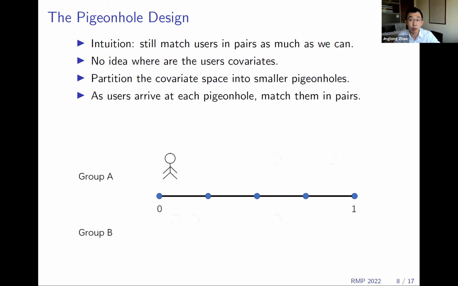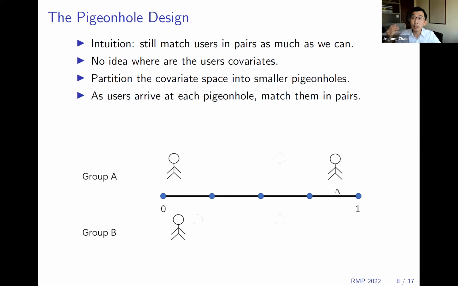For example, the first user arrives. Let's say the first user comes to the first pigeonhole. Then we randomly put this user into, say, group A. And then let's say the second user arrives at the last pigeonhole. There has been nobody who has previously arrived at the last pigeonhole. So we randomly treat this user, maybe putting this second user into group A. And then the third user arrives.